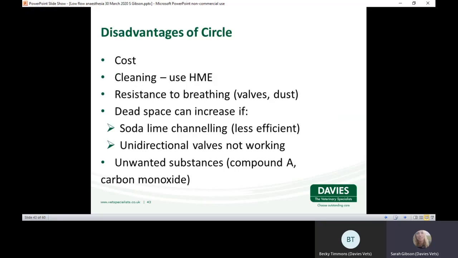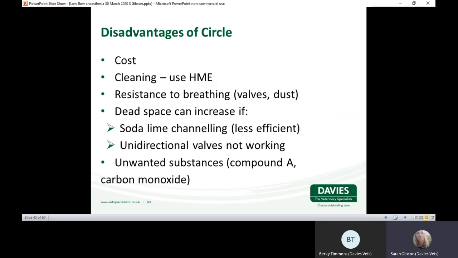So just some of the other disadvantages of circles. The cost, cleaning can be tricky, so use a heat moisture exchanger to minimize any contamination of the breathing system. There's resistance to breathing because there's valves, there's dust, and dead space can increase if the soda lime has a thing called channeling, where the gases can go through channels in the soda lime. So just make sure that the soda lime canister is filled correctly to the right level.